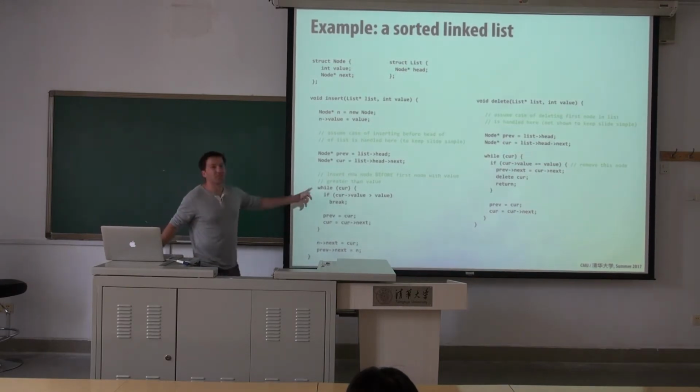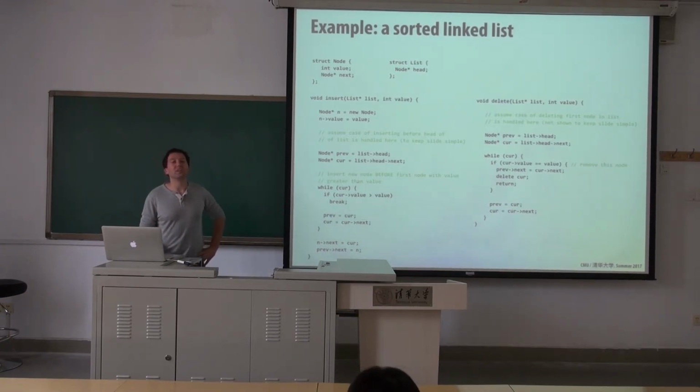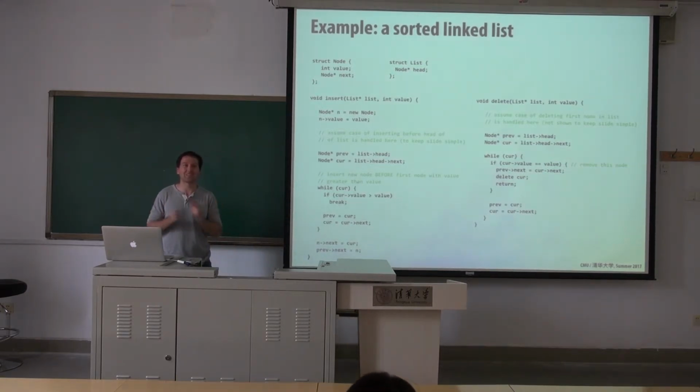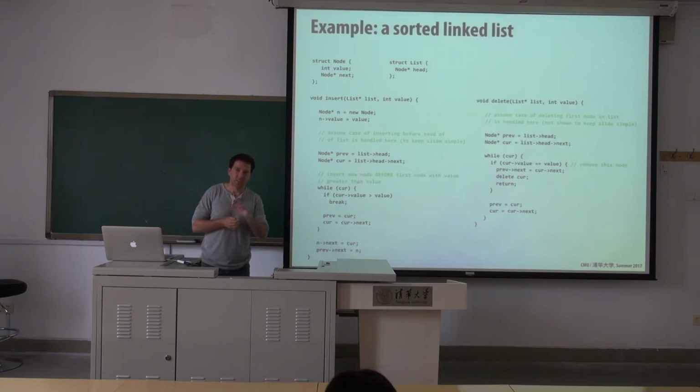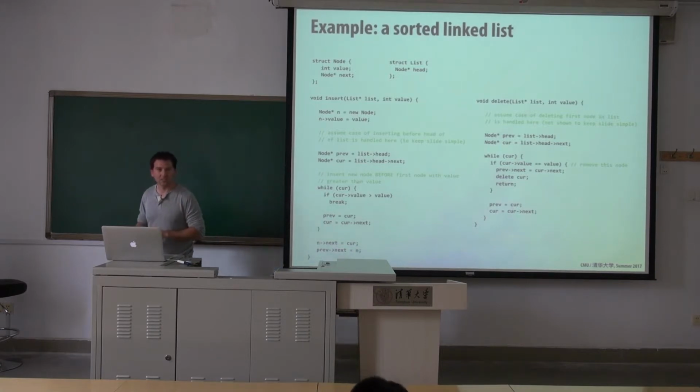Now, think about two threads running this code at the same time. Let's think about two inserts into the linked list. You're trying to insert, and your friend is trying to insert at exactly the same time. Talk with your friend for a second. I want to know what can go wrong with this code if there are two threads trying to insert at the same time. Really quickly.